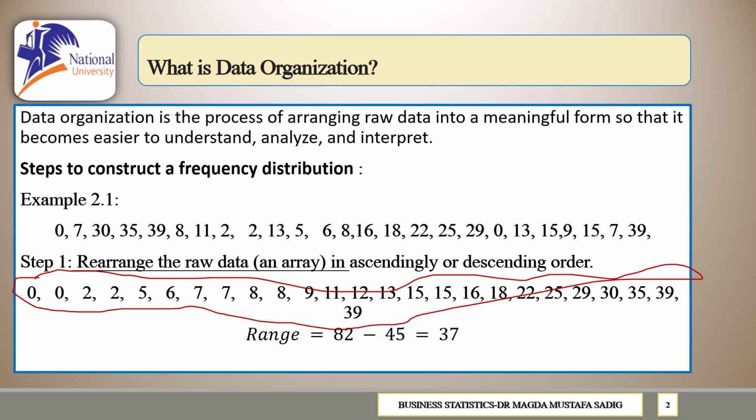So the first step is rearranging the observations in ascending numerical order. This arranged list is called an array. Notice that arranging the data does not change the values. It only makes them easier to work with.